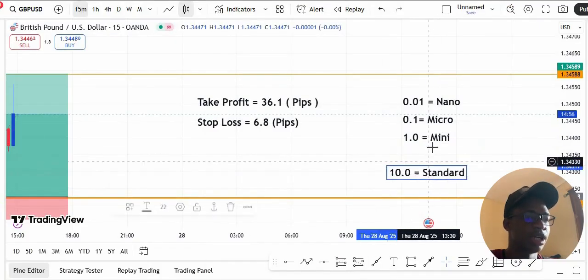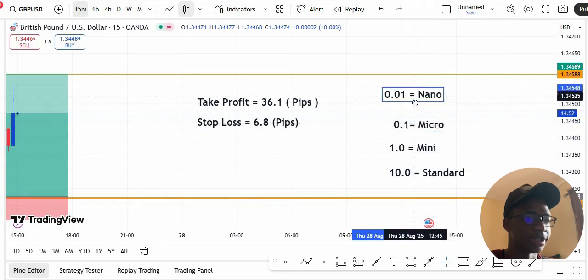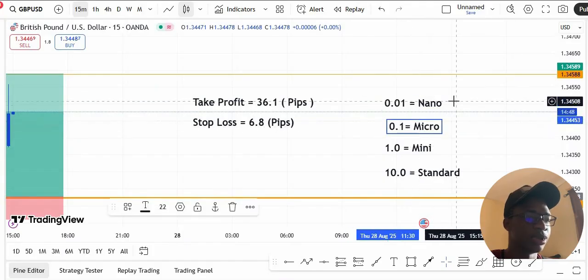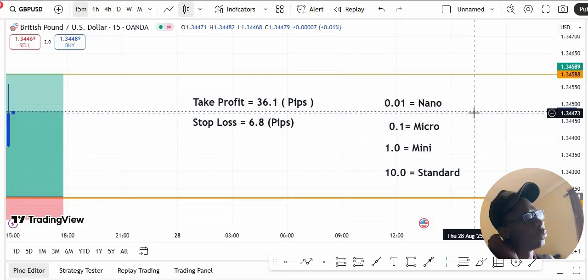Now, this is how lot size works. I want you to screenshot this and save it. So this 0.01 moves in tenths before you get to 0.1. This 0.1 also moves in tenths before you get to 1.0. 1.0 also moves in digits before you get to 10.0. You get what I mean?